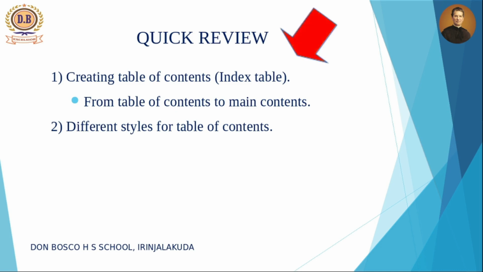And what was the second topic? Different styles for table of content. So you can identify one heading called content heading in the style window. If you right click on the content heading, a modify option will appear. So click on that modify option, and you can see a style formatting window. In that window, we can change font color, font size, font family, background color, etc. So in this manner, we can apply different styles for the table of content.